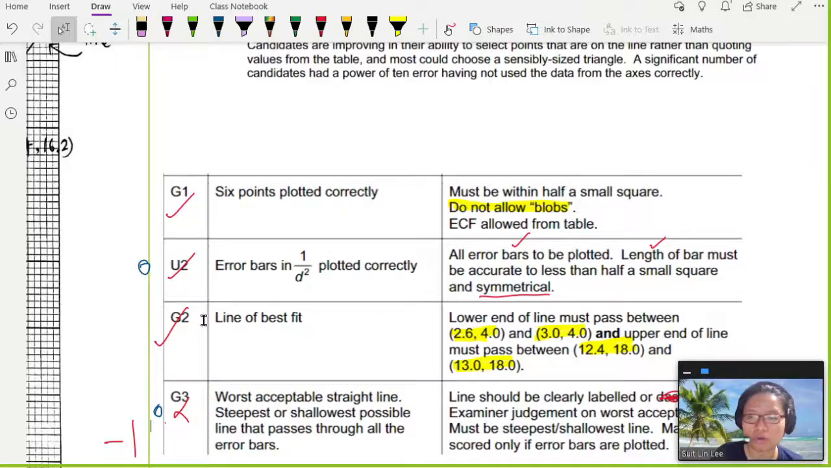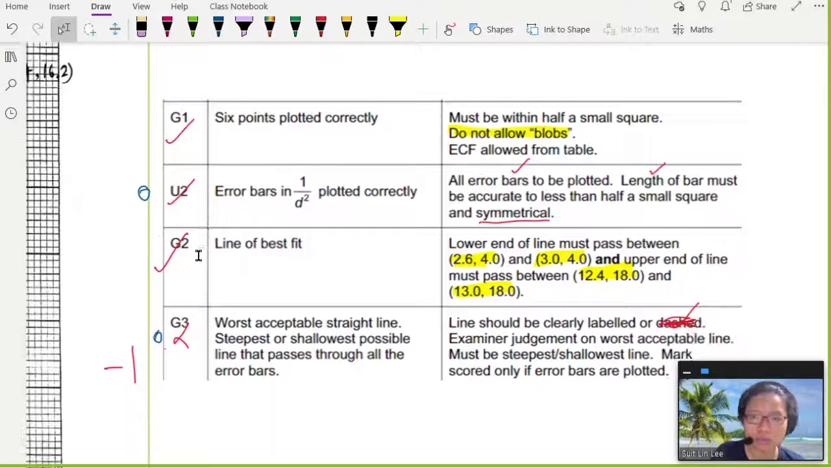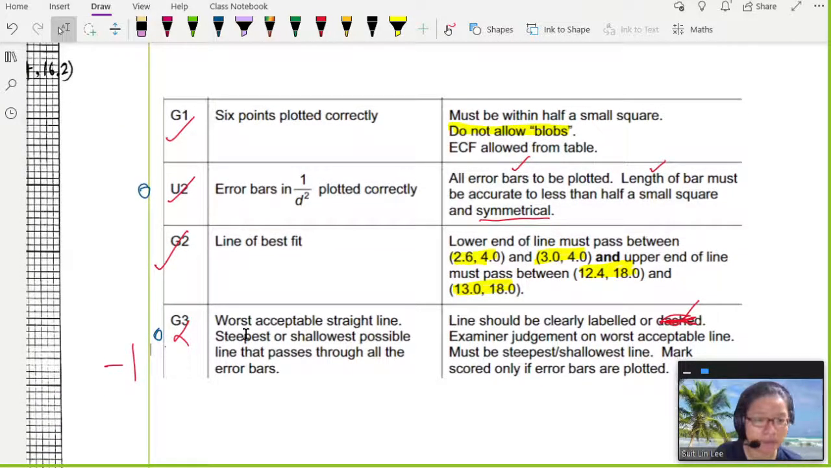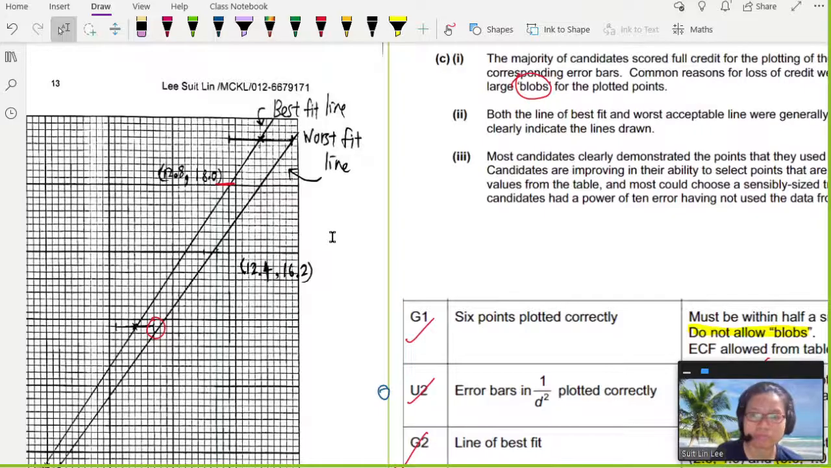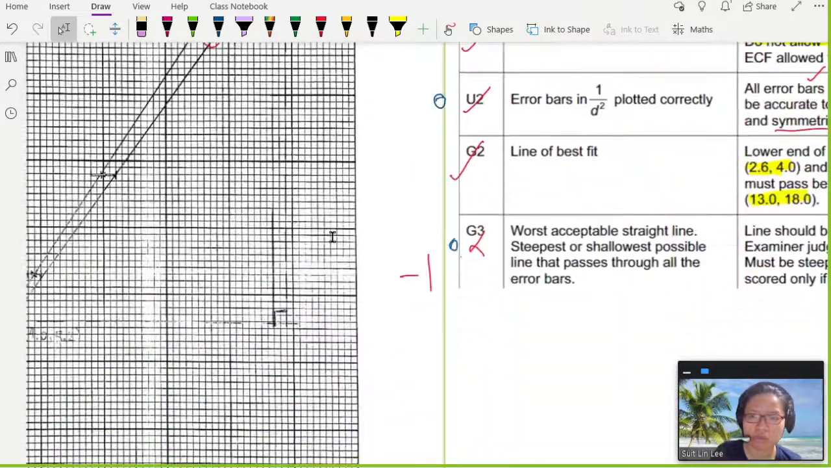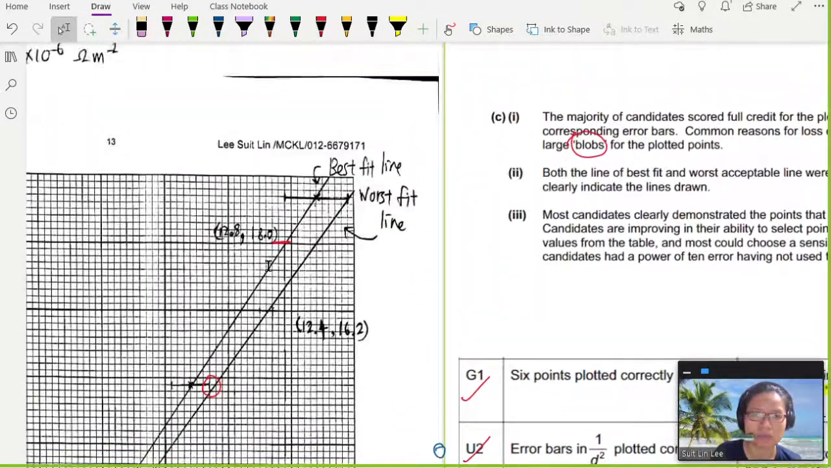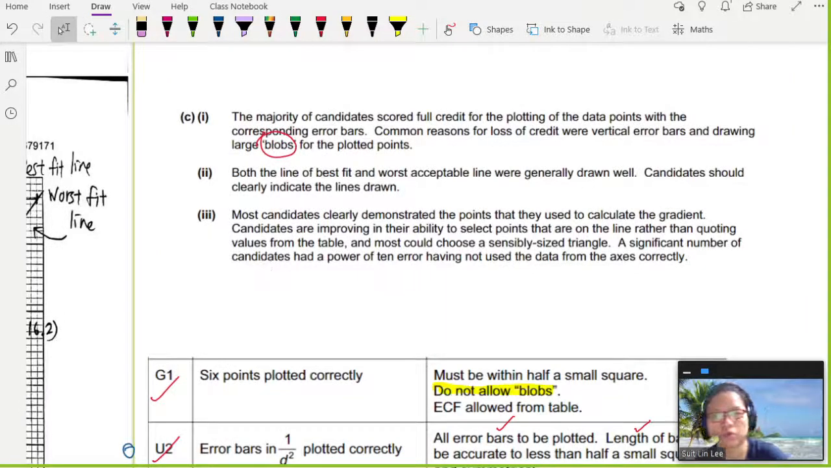Okay? So if you don't draw any error bar, then you won't get this mark, and you won't get the mark for the worst fit line. It's totally not possible to draw a worst fit line if you didn't draw error bars. Okay? So let's look at the gradient. When it comes to gradient, we need the triangle. Let's see what the examiner report says.